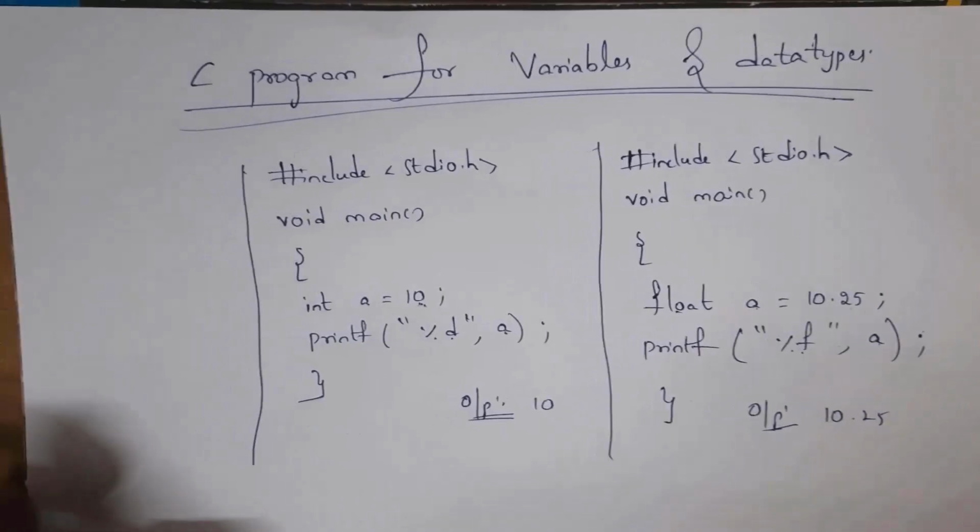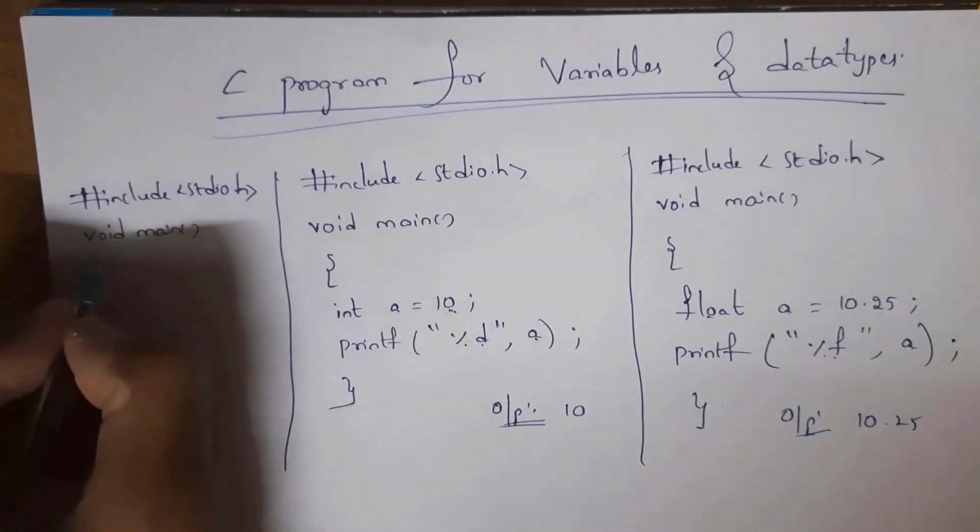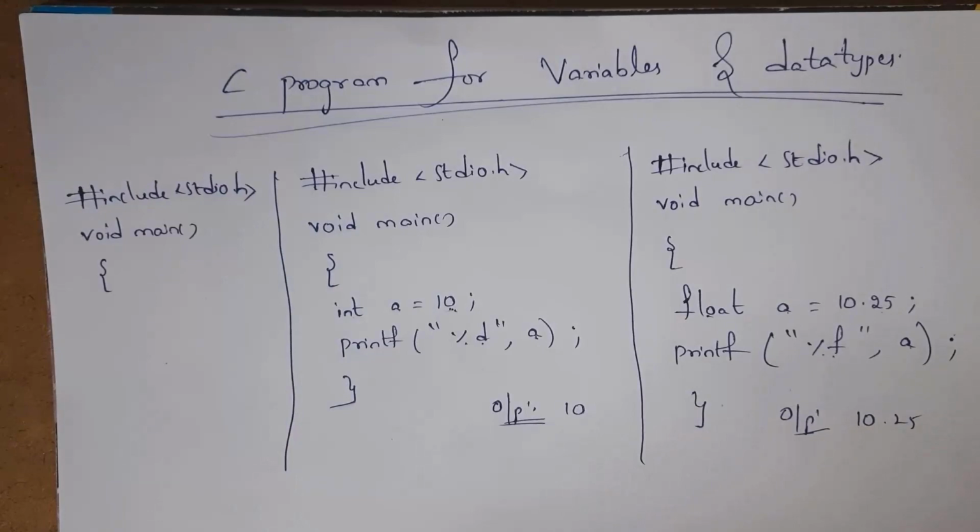Similarly, I want to store a character. So guys, you need to remember one thing. Character data type is used to store only a single character. That is, it can store only a single alphabet. It cannot store multiple alphabets.